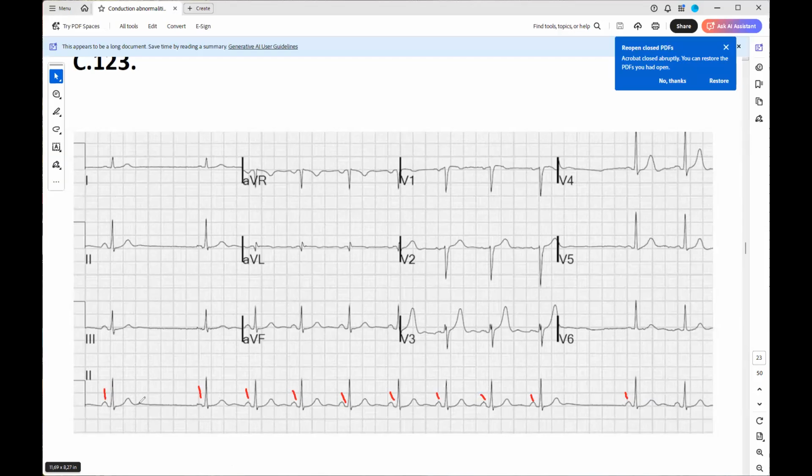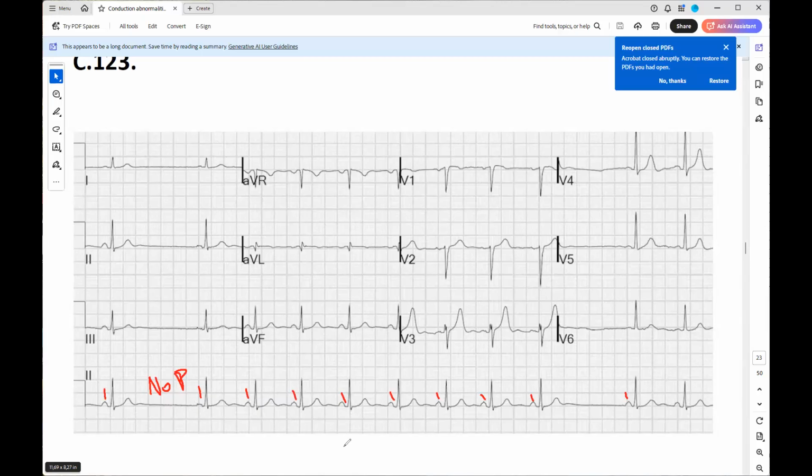Whenever we do have a gap, see, it's a long gap. There is no P wave. It's missing the P. So it has to be an SA block. Right. Because there's no P, no QRS.